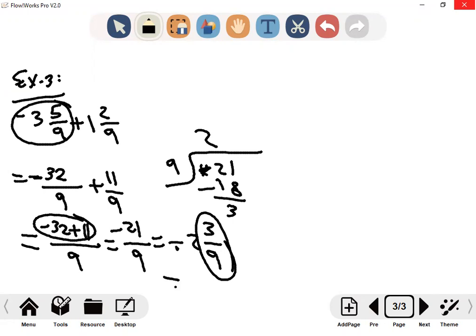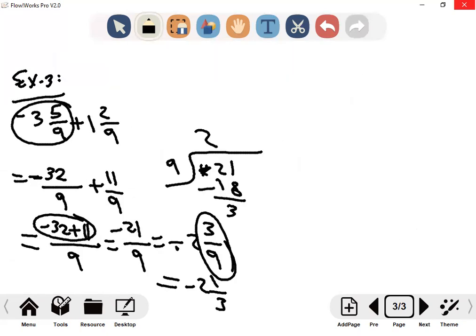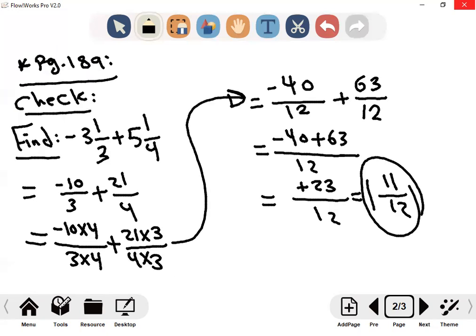Now, 3 over 9, how do we make it in simplest form? It will be what? Negative 2 divided by 3 up and down. 1 over 3. Done? Yes, done. This is the same idea of the previous example or this check. But here we had like denominators directly.